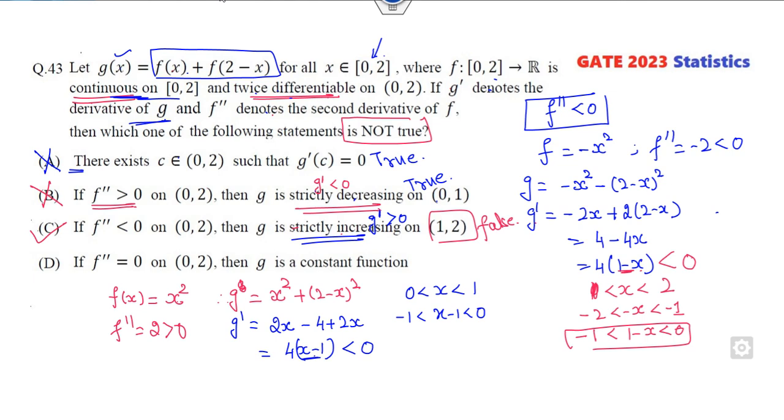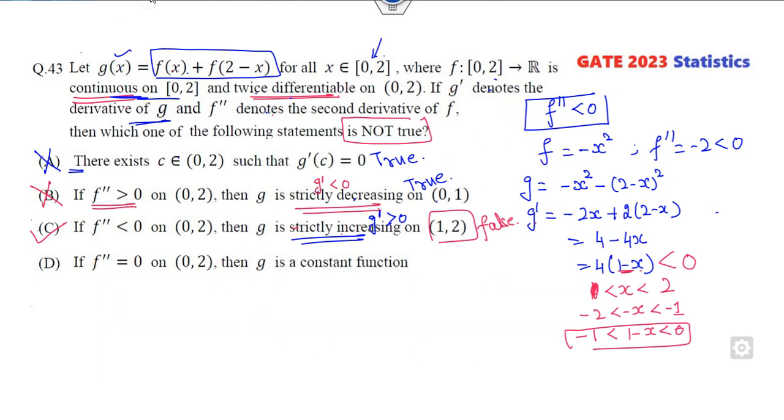Fine. Now let's check the last option. Think about any function whose second derivative is 0, either a constant or x, a linear function. If I consider f as a constant, say 5, then this is 5 plus 5. So g is constant, that's correct. If I consider f as x, then what is my g?